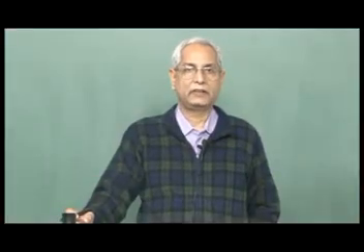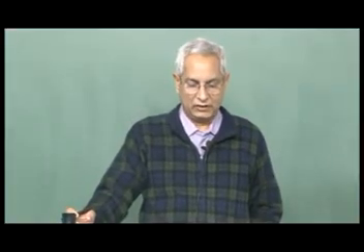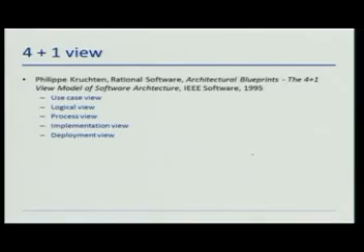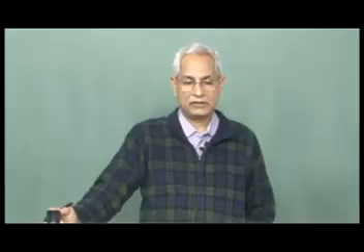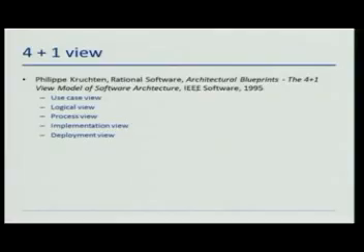He is the first one to identify that software consists of multiple perspectives, and he says there are at least 4 perspectives. He gave names to them, and then he wrote it up in a paper which got published in IEEE Software in 1995. He calls it the 4+1 view of architecture. So what are the 4 views? The 4 views are the logical view, the process view, the implementation view, and the deployment view. All these 4 are integrated together with what is called the use case view.